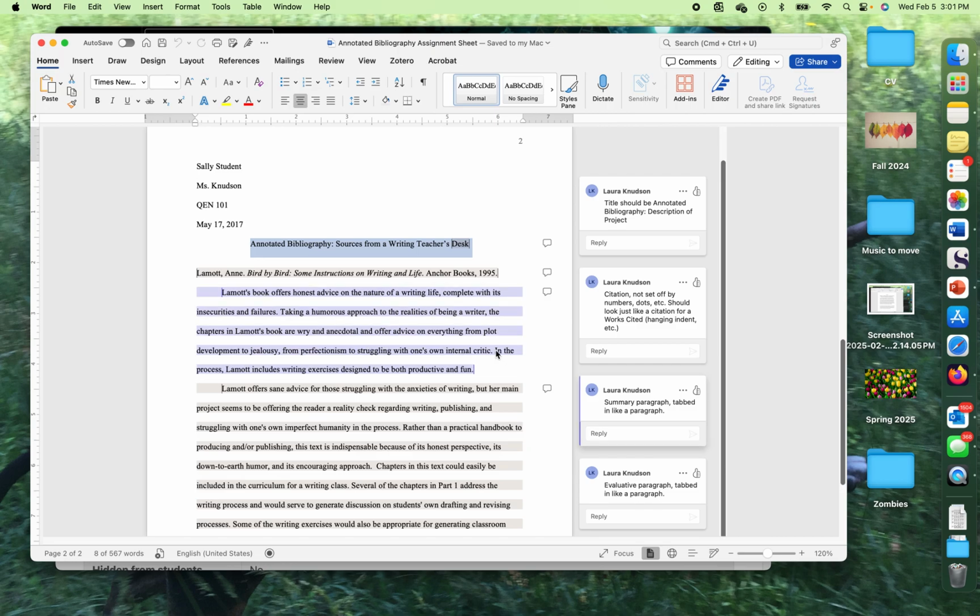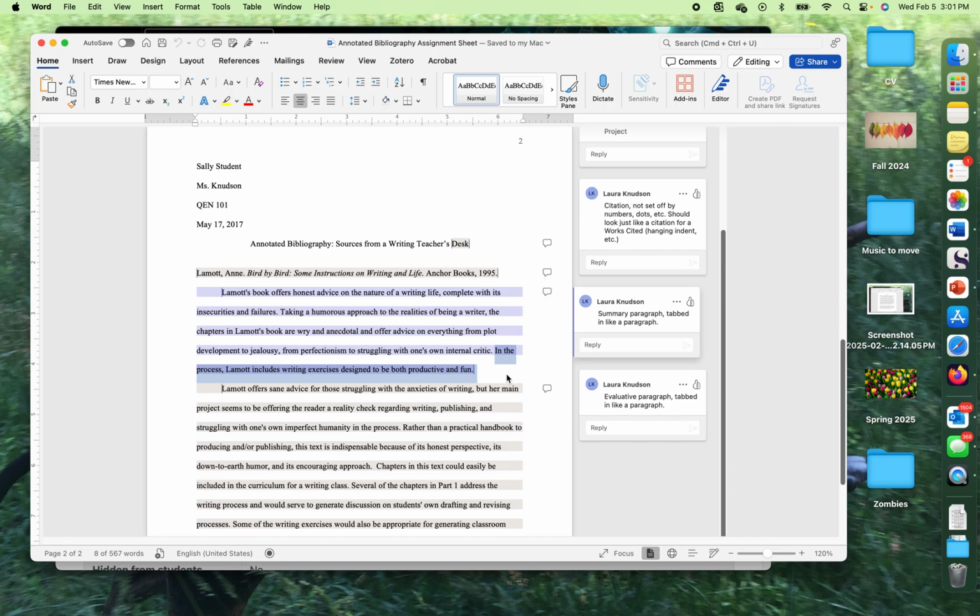We also find out in this final sentence that there are writing exercises in the book, which not all books about writing include. So this is important for my readers to understand, that this book does indeed have some exercises in it that would be helpful to use in the classroom.